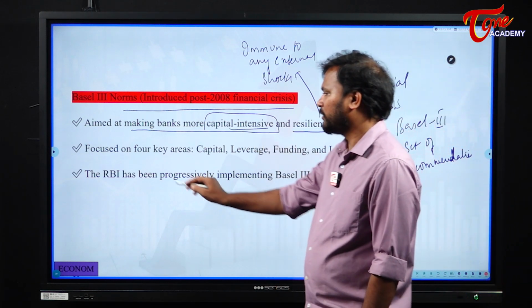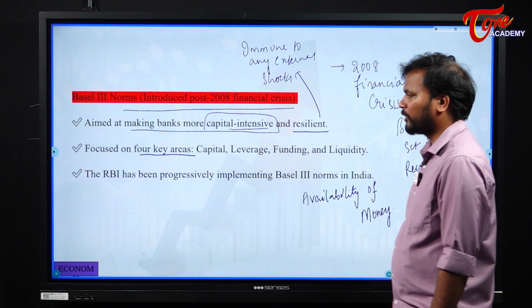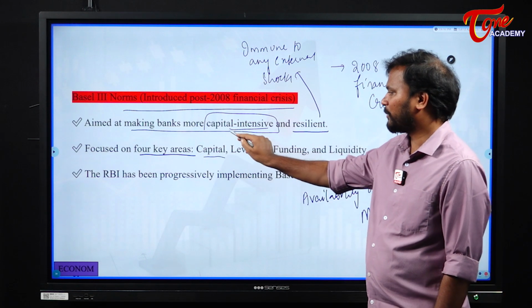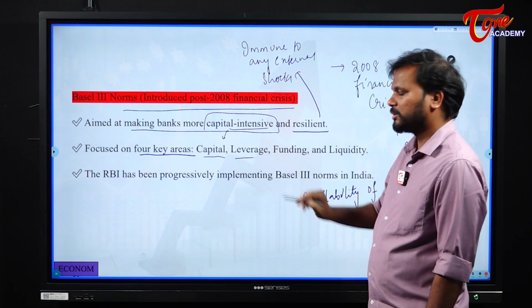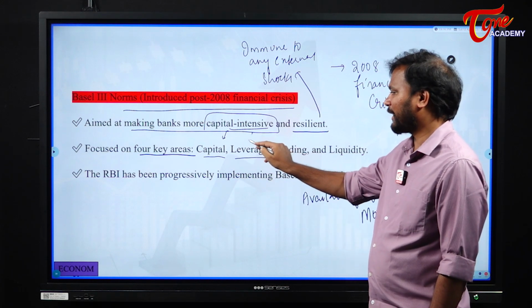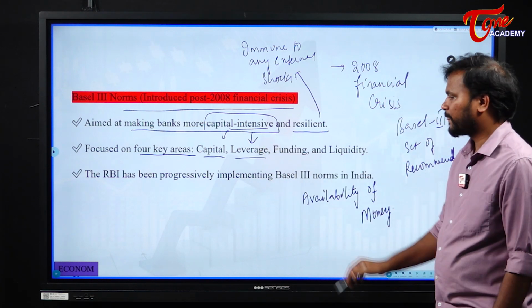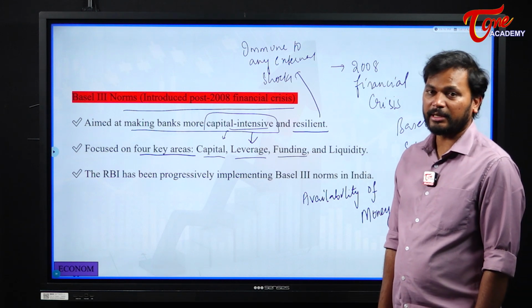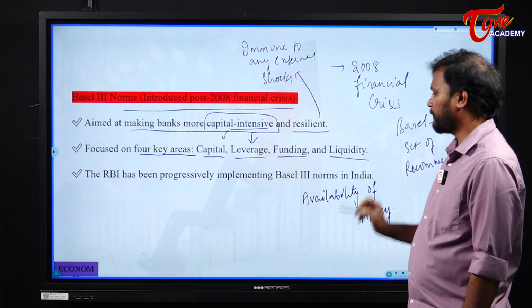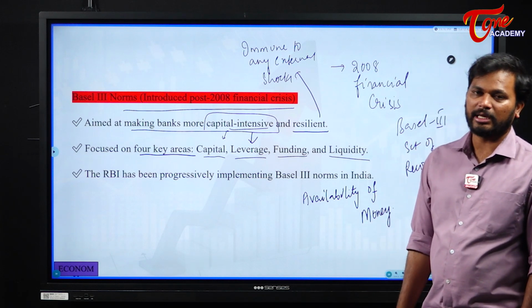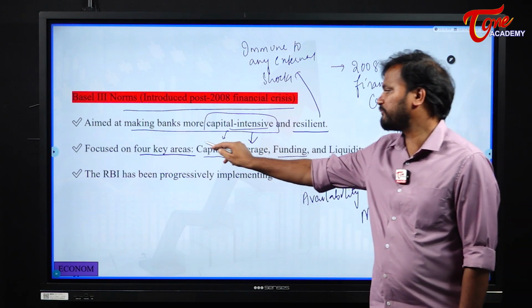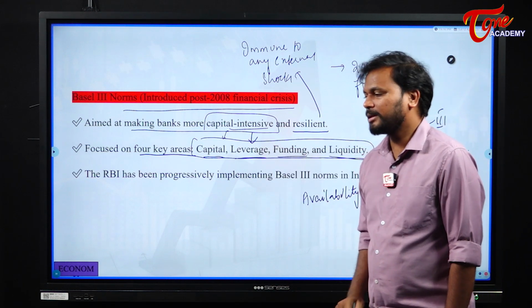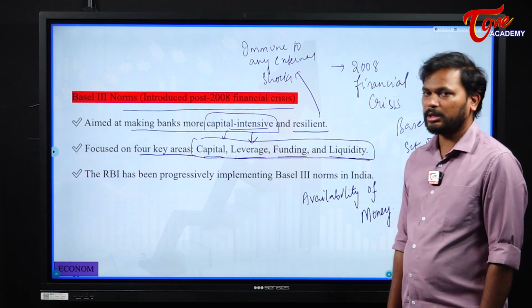Next, the norms focus on four key areas. They are capital, having more money; leverage, on what criteria we are giving loans; funding, in what areas the bank is generating its profit; and liquidity, how well it is managing liquidity in the market. These four areas have become key pillars in the banking system according to the Basel III norms.